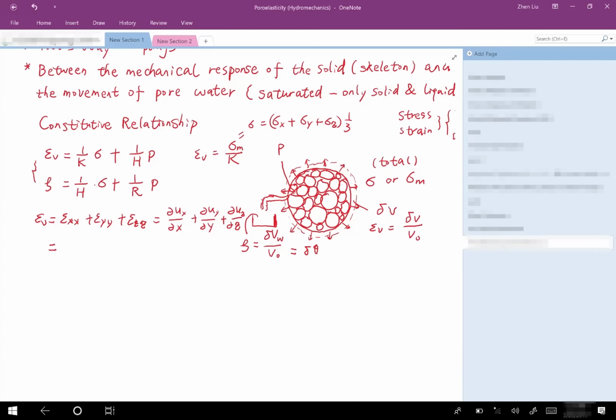Nabla and the tensor and the u. So what is this one? How to write this one? Gradient is gradient of u. Gradient will increase the order. So the gradient of a scalar will be a vector. So it's not a gradient.